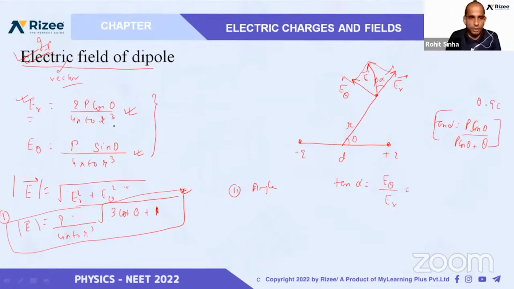And when we put in the values of E theta and ER, we will get half of tan theta. You can put in the values and find out the formula. This is a very important formula, and you have to remember it. Very important for your exam. We will use this in our special cases also. Please remember this formula.